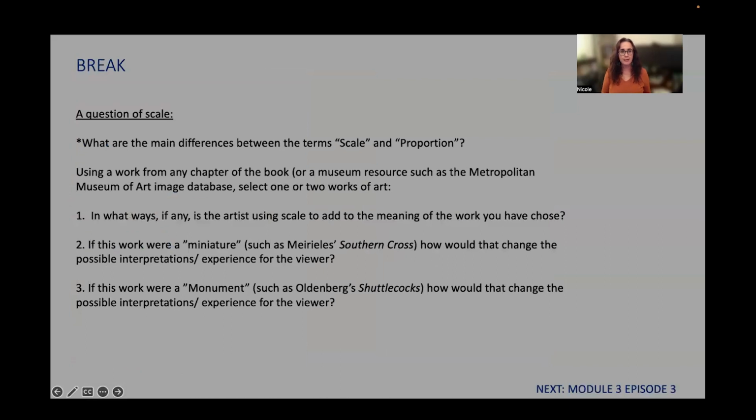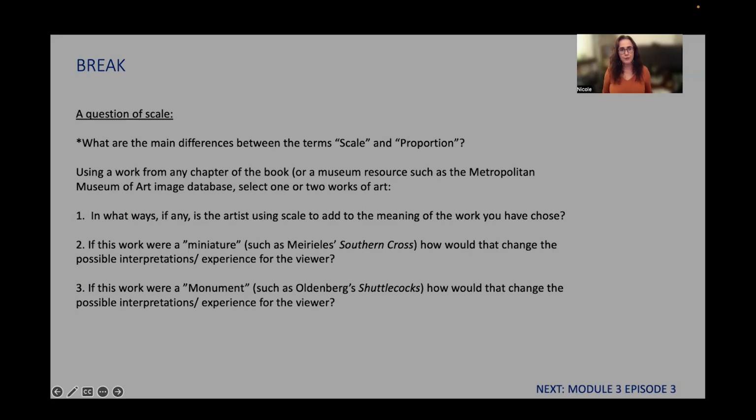So for this break, a question of scale. Just so that we get clear, what are the main differences between the terms scale and proportion? So just to clarify and really cement the definition in our heads. And then to apply that, use any work of art from any chapter of the book, or you can go back to the Metropolitan Museum Art Image Database and select 1 or 2 works of art.